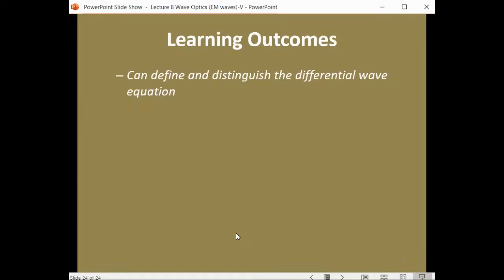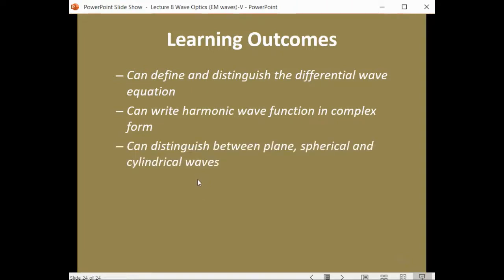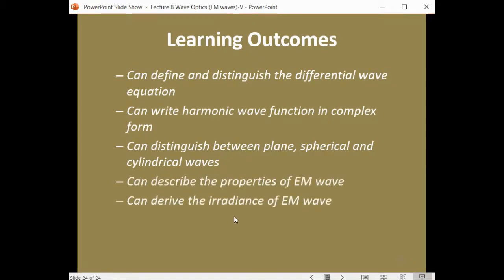Here are the learning outcomes for this lecture. After going through this lecture, you should be able to define and distinguish the differential wave equation, and you should be able to write harmonic wave functions in complex form. You should be able to distinguish between plane, spherical, and cylindrical waves, and you are able to describe the properties of EM wave as well as derive the irradiance of EM wave. And finally, you should be able to describe Doppler effect for light wave.